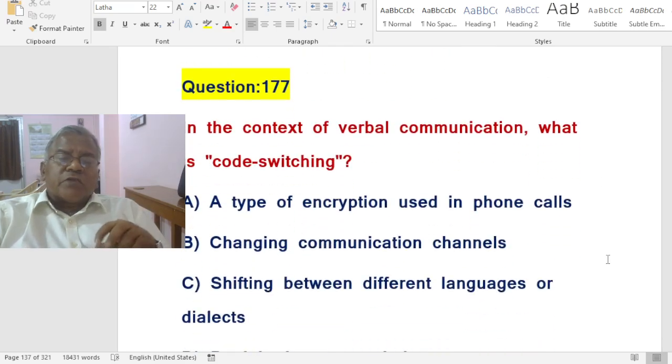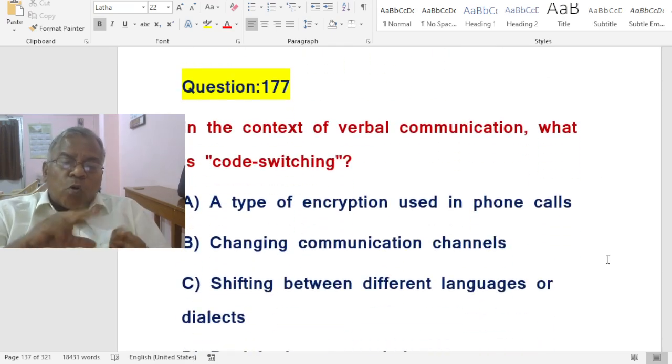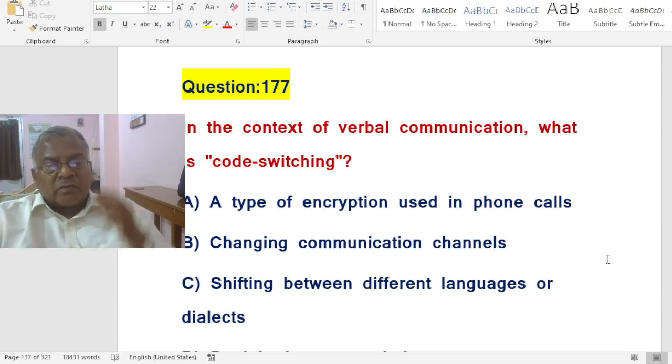In the context of verbal communication, what is code switching? There is a concept called code switching, changing the code. What does this mean?